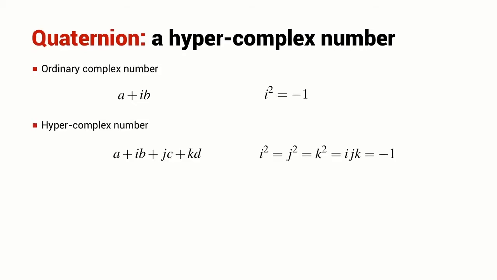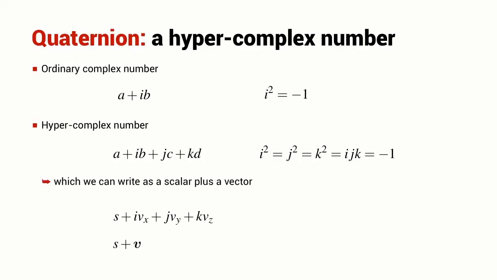We can extend this concept to what's called a hypercomplex number. Now, instead of having just one imaginary number i, we have imaginary numbers i, j, and k. They are each the square root of -1 and their product is equal to -1. So the hypercomplex number has one real part and three imaginary parts. Hypercomplex numbers are typically written as a scalar plus a vector, s plus v.